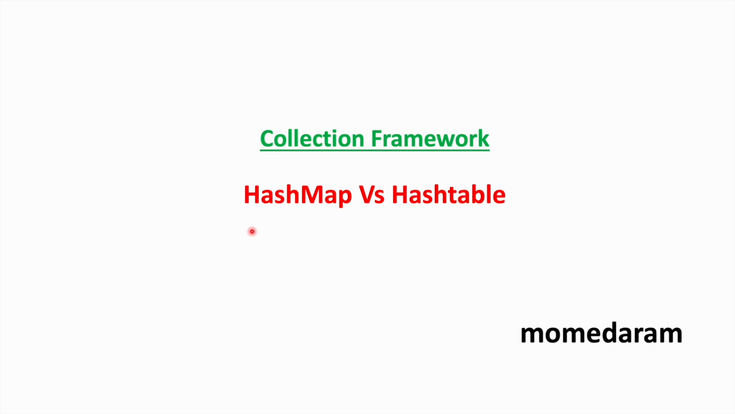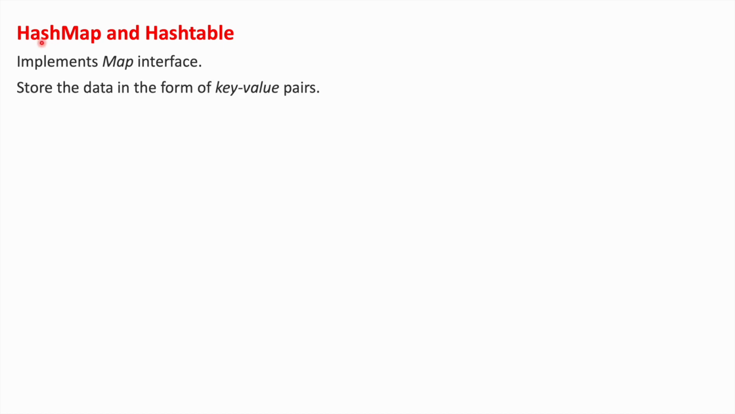In this video, we will see the similarities and the differences between HashMap and Hashtable. HashMap and Hashtable are implementation classes for the Map interface. Both store the data in the form of key-value pairs. Both use the hashing technique to store the key-value pairs. How the elements are stored in HashMap and Hashtable is by using the hashing technique.